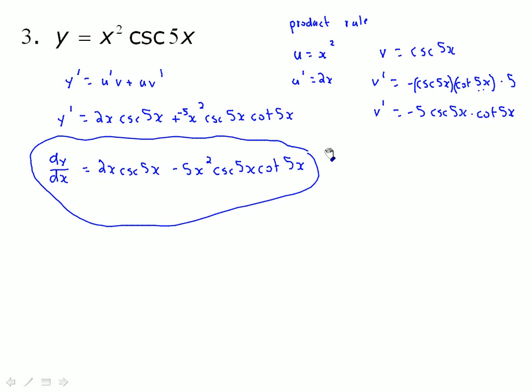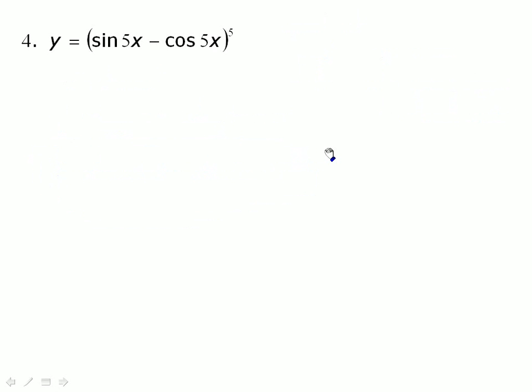So there we are with that problem, and then let's move on to a slightly different variation. This is going to be a chain rule problem. We've got y is equal to sine of 5x minus cos of 5x, all to the 5. Now, this one is interesting because I'm not going to use a substitution with it, but it is tempting to go y is equal to u to the 5. Remember, substitutions can be used at any time.